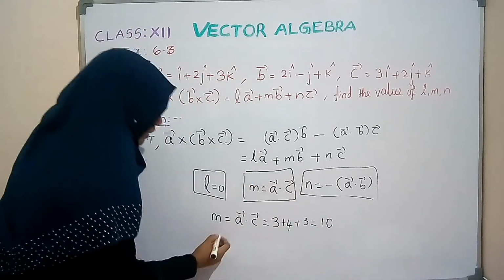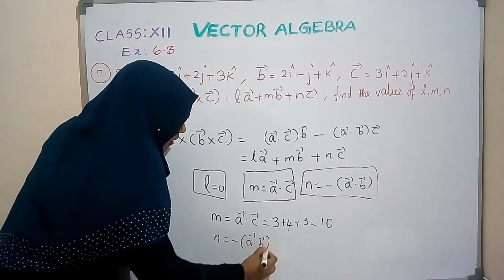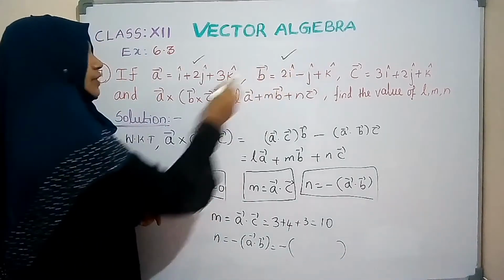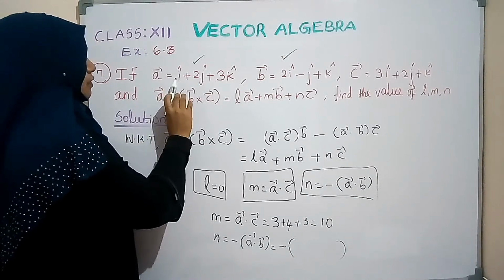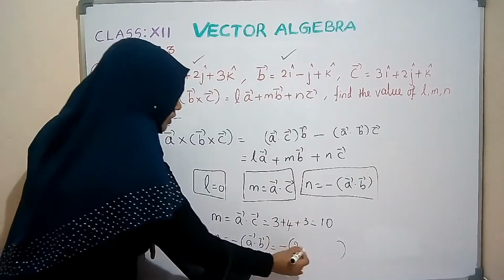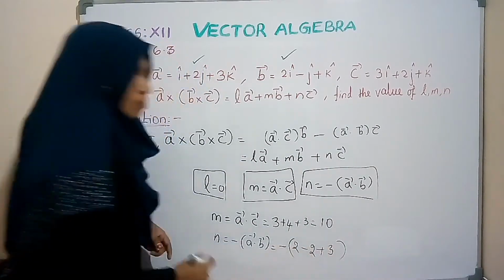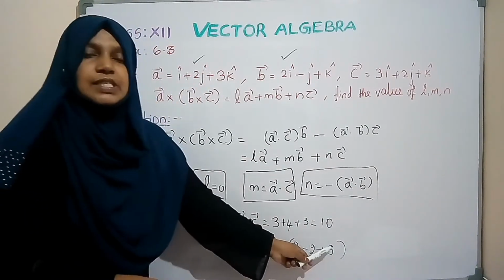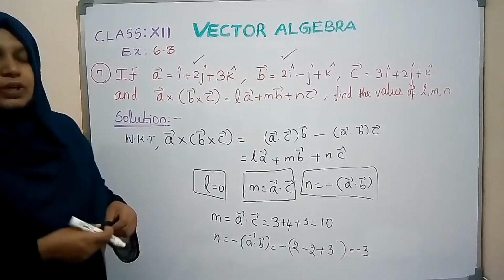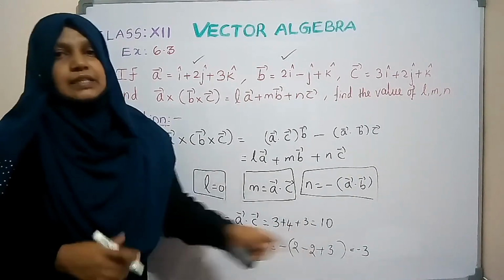And then N is equal to minus of A vector dot B vector. So minus of, what is A vector dot B vector? Here we have A vector and B vector. Just multiply the coefficient. 1 into 2, 2, and 2 into minus 1 is minus 2, and 3 into 1, 3. So we have 2 minus 2, 0, 0 plus 3, 3. So already we have minus sign. So it is minus 3. So we got the value of L is 0, M is 10, and N is minus 3.